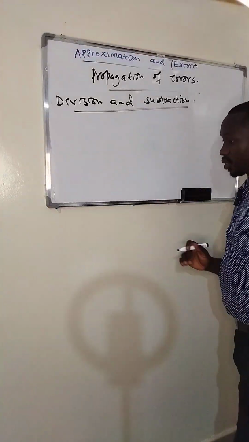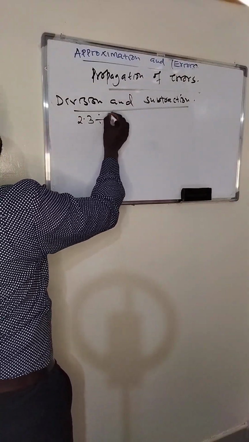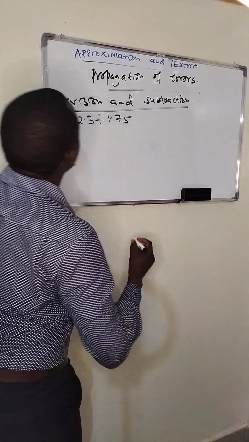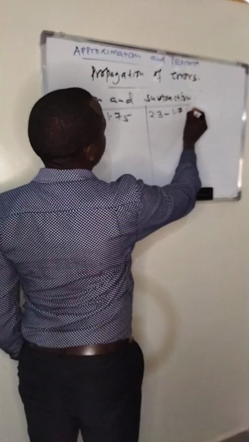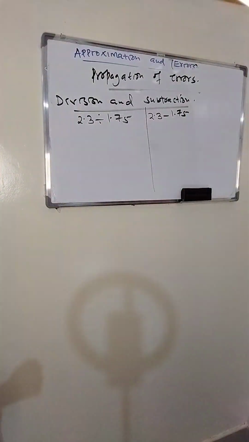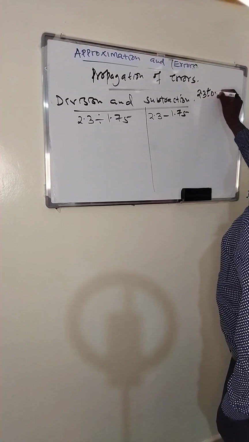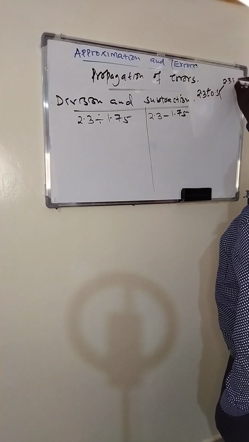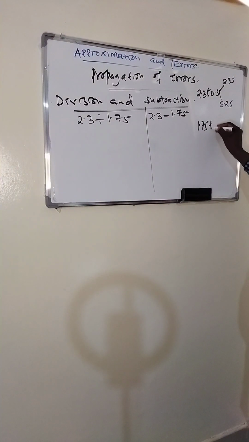So, for division and subtraction, take the same example. We have, let's say, 2.3 divided by 1.75. Then in subtraction, you have 2.3 minus 1.75. We already have the limits for 2.3, plus or minus 0.05. So that was 2.35 and 2.25. Then you have 1.75 plus or minus 0.005. That's 1.755, and you have 1.745.